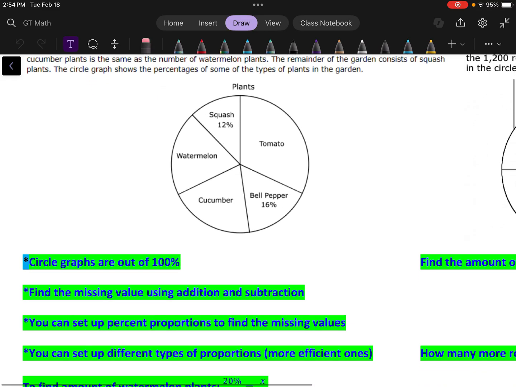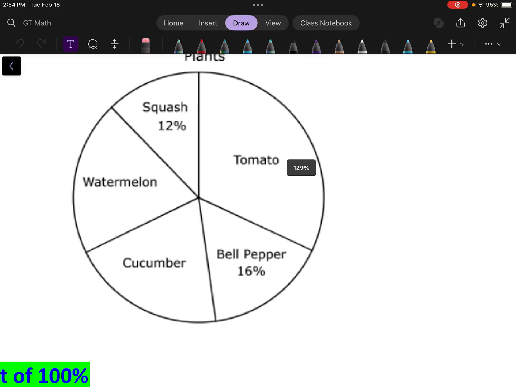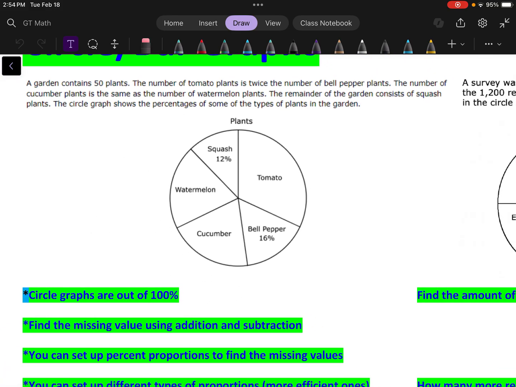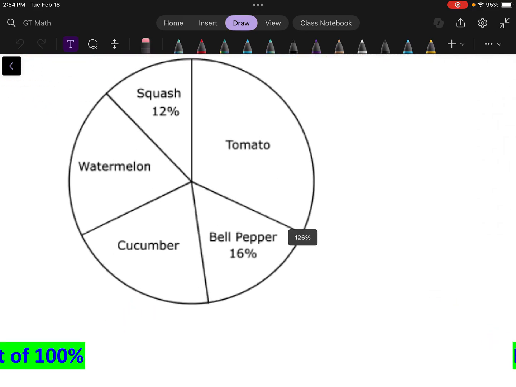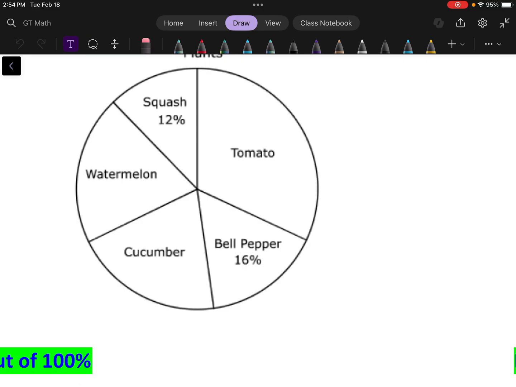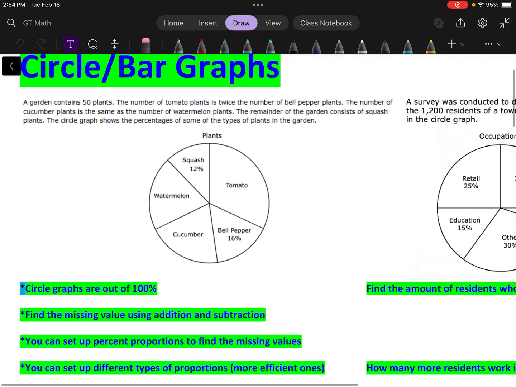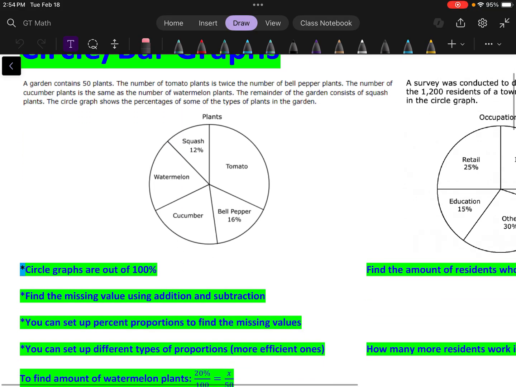We do need to have a quick reminder that everything is out of 100% when we're talking about circle graphs or anything like that. And they might not always give you the values. You might have to find the missing values, kind of do a little bit of legwork on that. So let's take a look at the first one, okay?